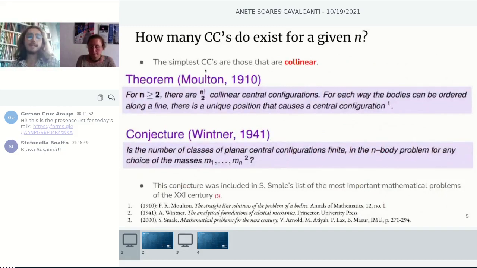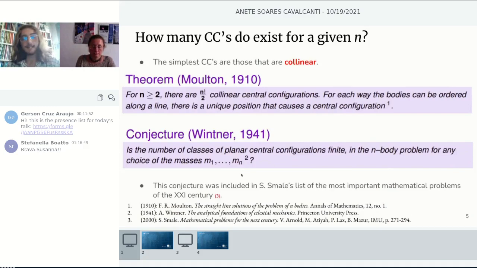The simplest case would be the collinear configurations, the ones in which all the particles are along the same axis. This problem was already solved by Moulton in 1910, and basically he found that there are n factorial divided by two collinear central configurations. So for each way the bodies can be ordered along a line, there is a unique position that gives a central configuration. From this question also emerges a conjecture from Wintner of 1941, in which basically he asks if the number of classes of planar central configurations is finite for a generic choice of masses.